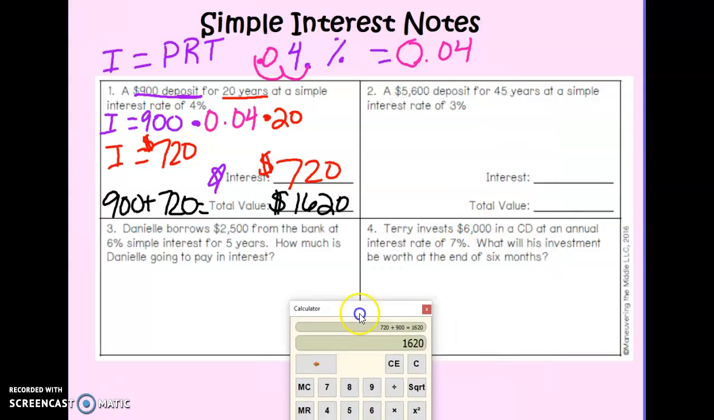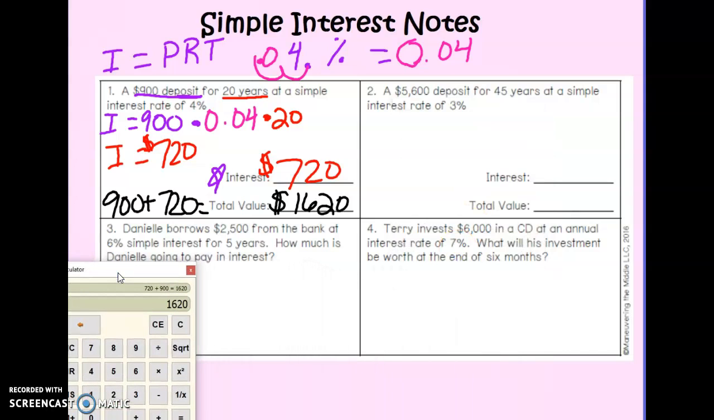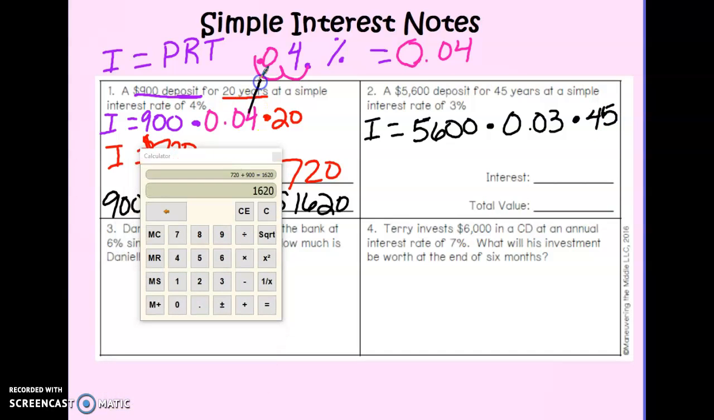Okay, our first example. Here's our second example, a $5,600 deposit for 45 years at a simple interest rate of 3%. First thing again, we're trying to find our interest. So interest is equal to 5,600, our principal. Our interest rate is 3%, which we write as 0.03, writing it as a decimal, and then we've got 45 years. Now we just multiply these three numbers together.